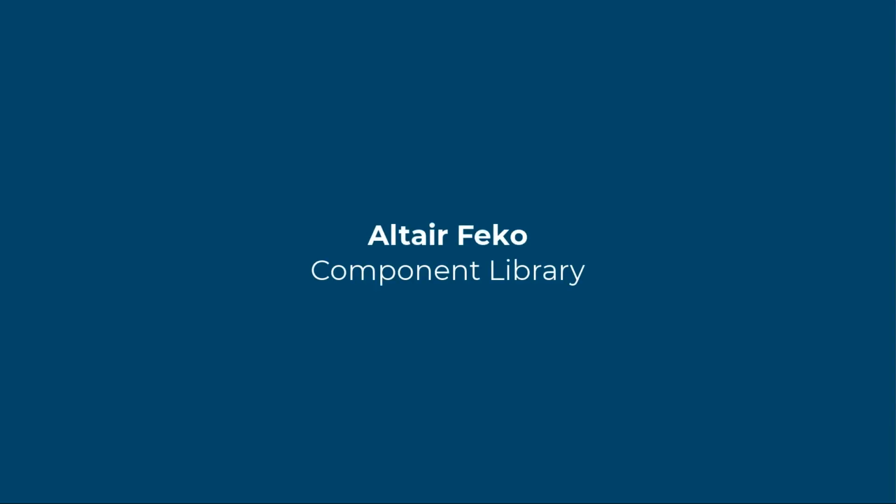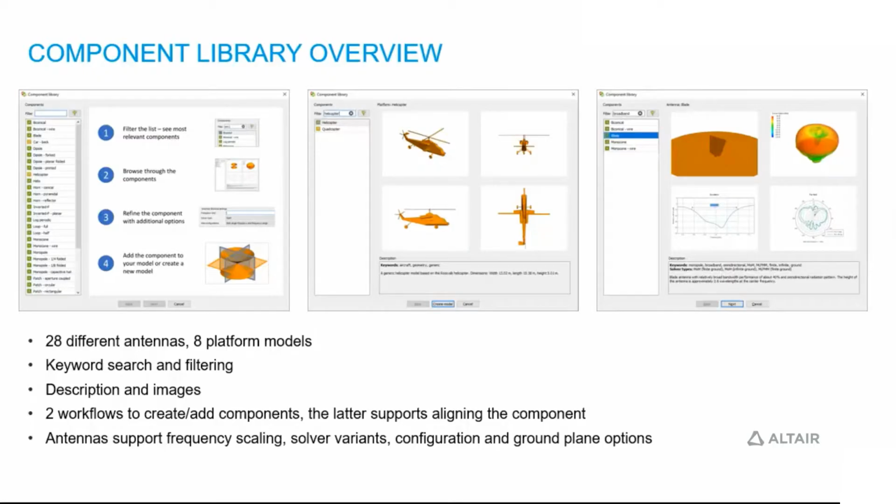This video is a demonstration of the component library. The component library features 28 antennas and 8 platform models. The platforms are large structures such as aircraft, vehicles, and other large structures suitable for antenna placement studies.